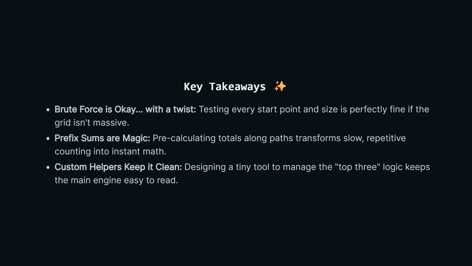So, let's wrap it up. We learned that trying every possible shape is a completely valid strategy here, as long as we optimize how we do the math. By setting up diagonal prefix arrays first, we turned what would have been a slow, crawling loop into instant math operations. And finally, putting the messy logic of tracking the top 3 scores into its own little separate box made the rest of our code much easier to write and understand.